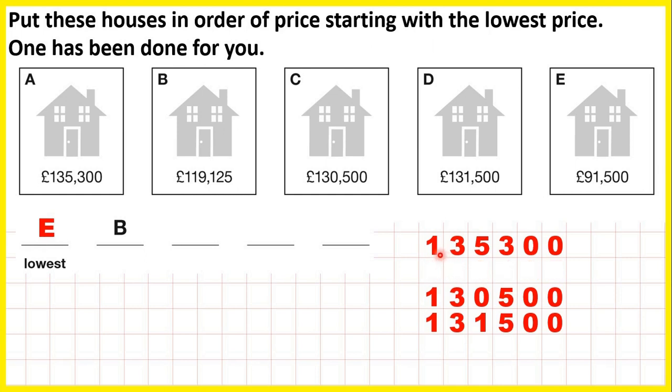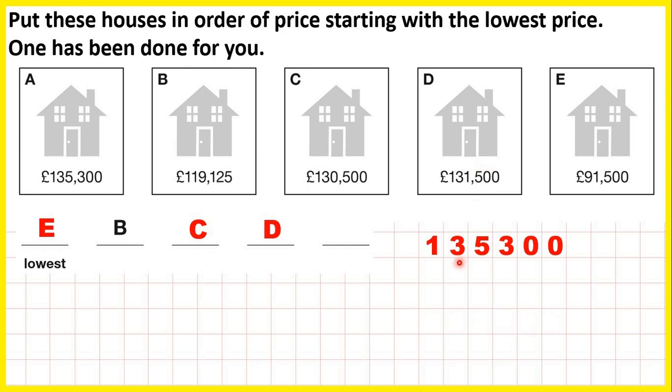So now the houses that we're left with all have 1 in the 100,000s and 3 in the 10,000s. So we need to look at the thousands digits. We have 5, 0 and 1. So this number with 0 in the thousands will be next, and that's house C. So that's 130,500. Then we'll have 131,500, so that's house D.